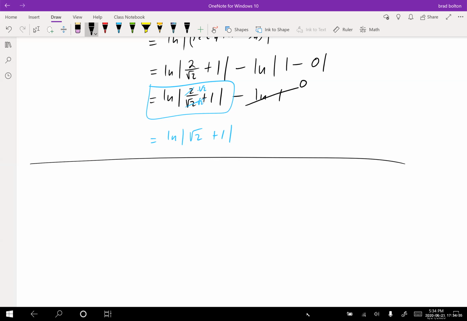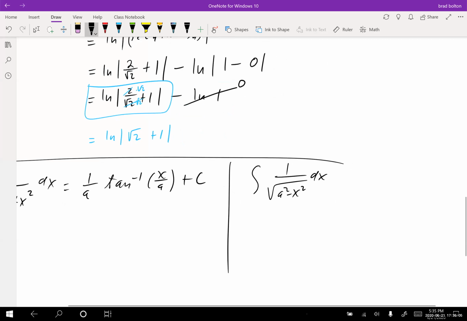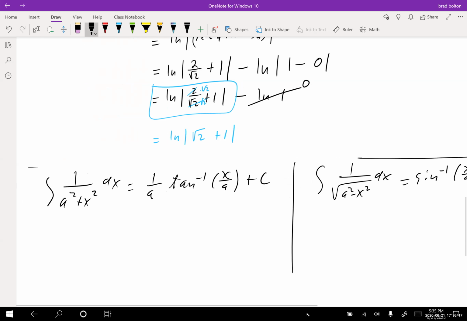So there are a few more formulas. If you use this technique, this is actually where our formulas came from. Remember, we had this a squared plus x squared dx, and from the arctan, I gave you 1 over a arctan of x over a plus c. It came from using this technique. And also we had this one, 1 over the square root of a squared minus x squared dx. This one was the sine inverse. So that's where these two formulas came from. You don't want to have to build these every time. You definitely want to have those memorized.